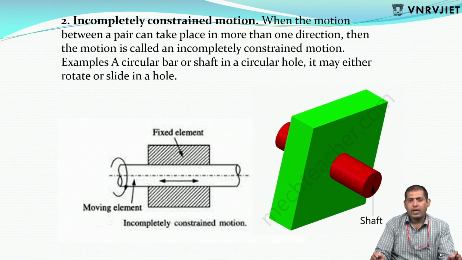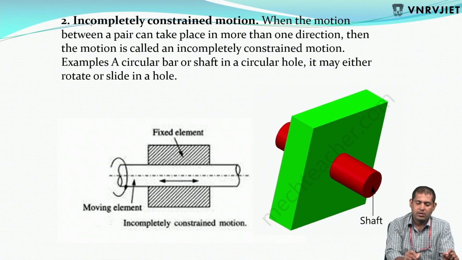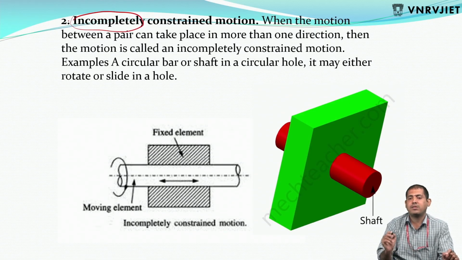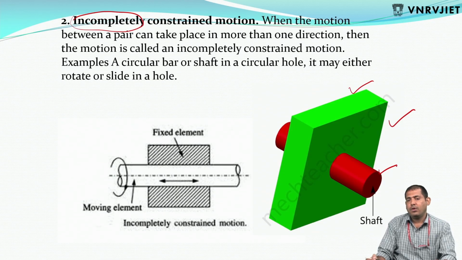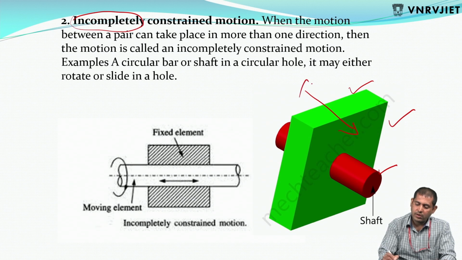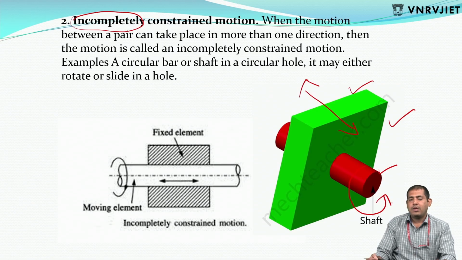Next, the second one, incompletely constrained motion. Constrained means only one motion. Here incomplete means one motion is not enforced; there are motions other than one. So that's why we say incompletely. So what is incompletely constrained motion? See this figure. Here a square bar inside a circular shaft. In this condition, two motions are possible. One is sliding motion and the other is rotational motion. It is called incompletely constrained.